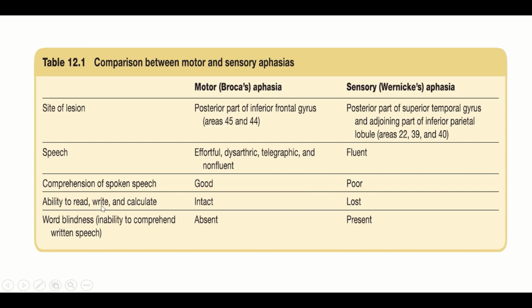So the ability to read, write, and calculate is intact in motor aphasia, but it is lost in sensory aphasia. Word blindness, the inability to comprehend written speech, is absent in motor aphasia, because that person is only not able to speak, but he is able to listen and understand. But here word blindness is present because he is not able to understand what is spoken.